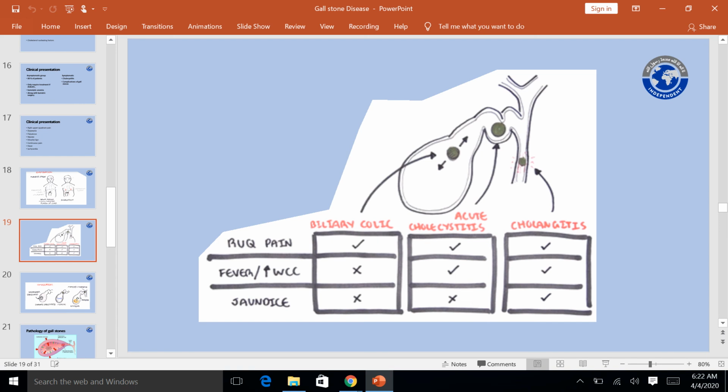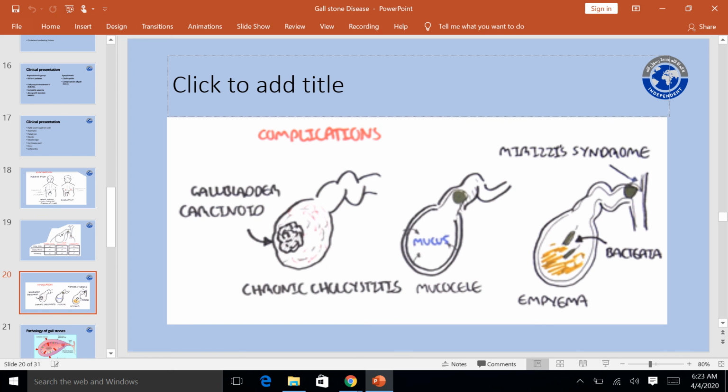So whenever we evaluate a patient with cholelithiasis, we have to assess the patient and decide in which of the syndromes is present, either biliary colic, acute cholecystitis, or cholangitis. As for complications, the stones in the gallbladder can cause acute cholecystitis, chronic cholecystitis, or sometimes the stone can block Hartmann's pouch and lead to a mucocele. If the mucocele persists, it can become infected and cause empyema.